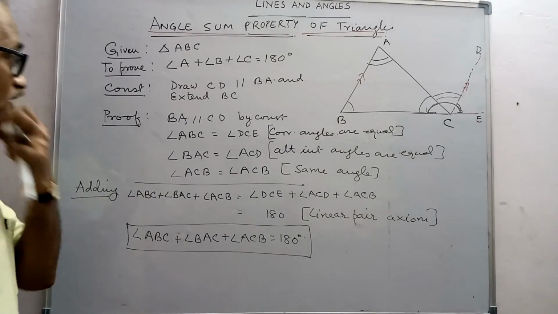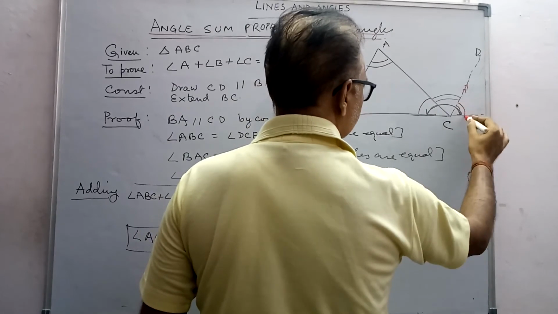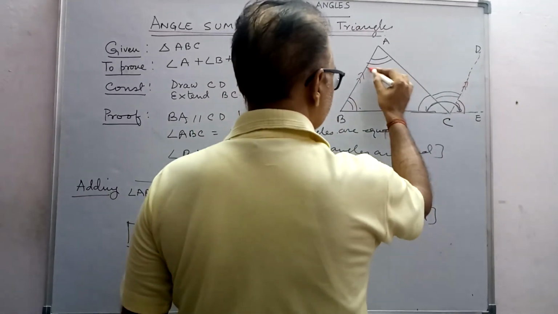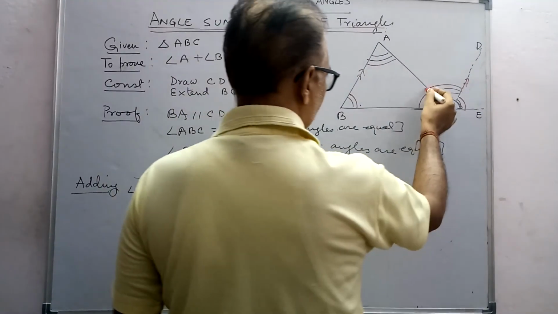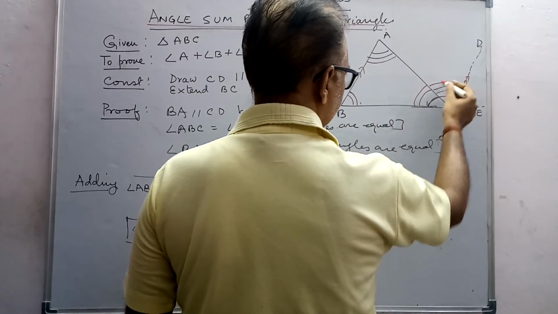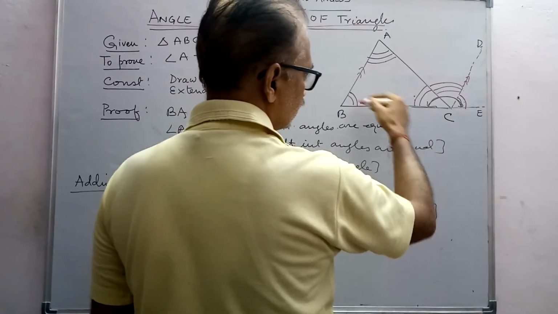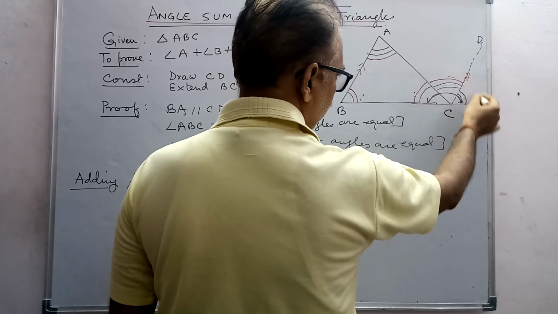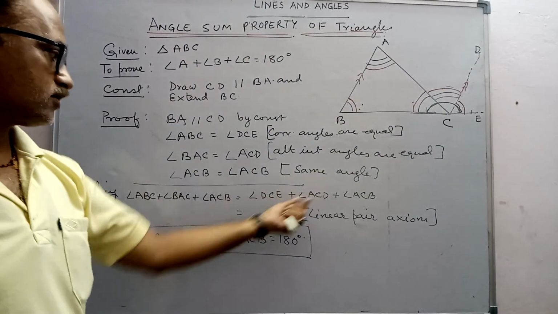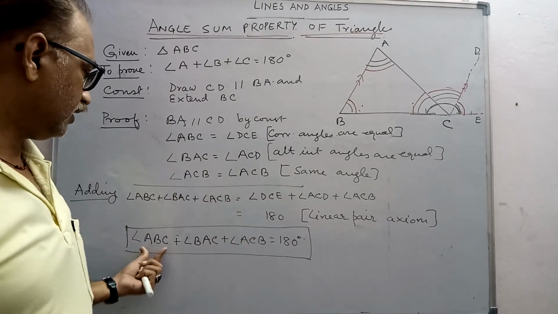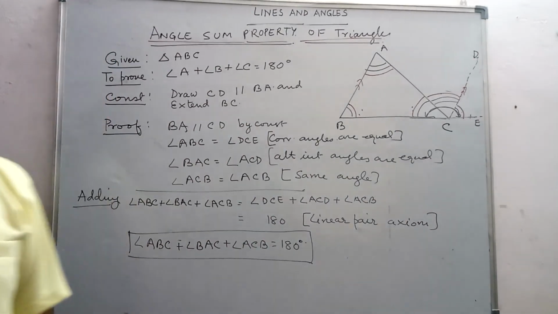So you see here, once again, this angle is equal to this angle, corresponding angles, this angle is equal to this angle, alternate angles, and this is the common one. You add this plus this plus this, which is equal to this angle plus this angle plus this angle, and the sum of all the three angles of a triangle is equal to the sum of all the angles that are formed on a straight line. All the angles that are formed on a straight line, their sum is 180. So angle ABC plus BAC plus ACB is equal to 180 degrees.